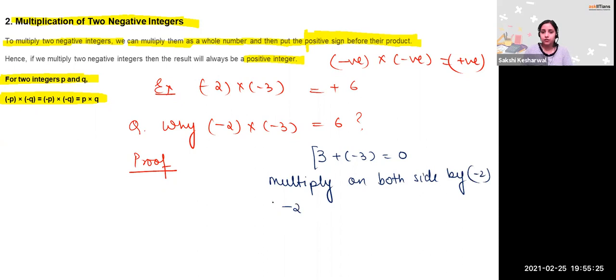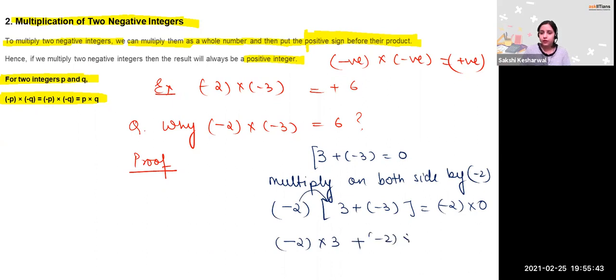It says that -2 multiplied by (3 plus -3) is equal to what? Beta, -2 into 0, right? I'll be multiplying, right? So what happened over here? Just use the distributive property. You'll be multiplying this, so it will be what? -2 into 3, right? Plus -2 into minus of 3.